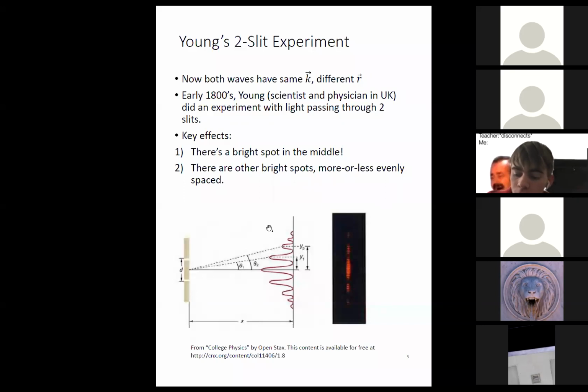Now, what was found in this experiment is even if we have two slits, there is a bright spot in the middle, much like what was found with Poisson's spot, that there's a bright spot in the middle of a shadow. And we see that there are oscillating fringes as well. And these things just could not be explained in terms of a particle model.